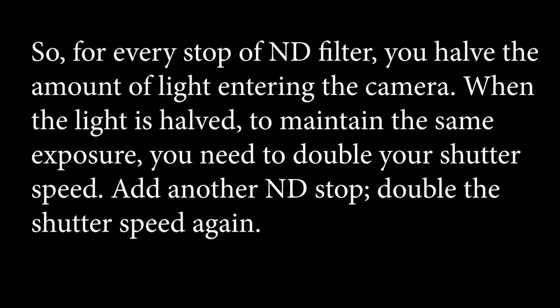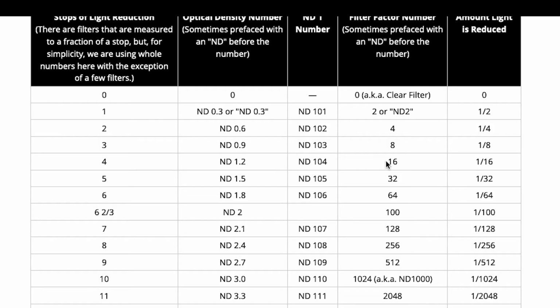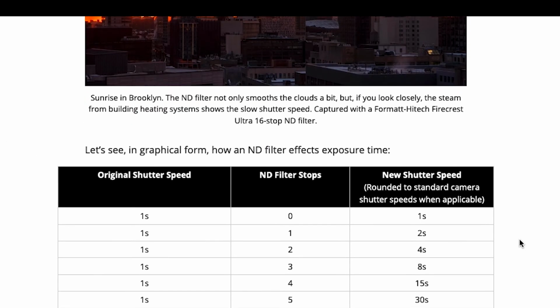And when the light is halved, to maintain the same exposure, you need to double your exposure time. Add another ND stop, double the shutter speed again. That's how you do it. Now, let's take a quick look at this chart. Here it is in kind of graphical form.